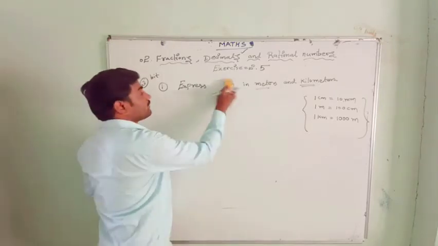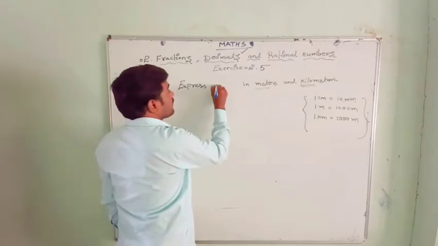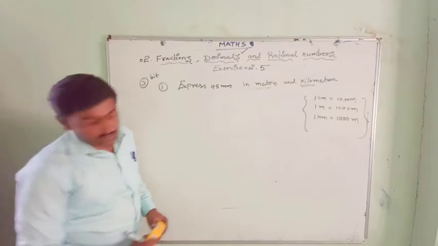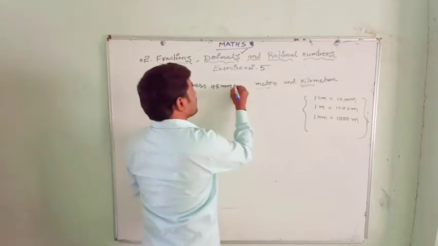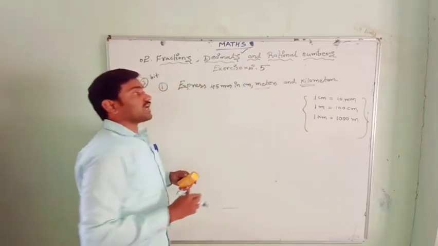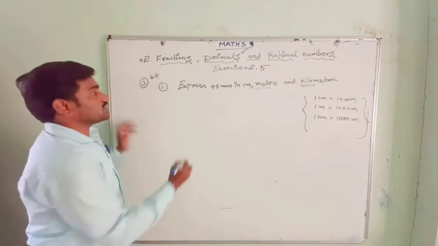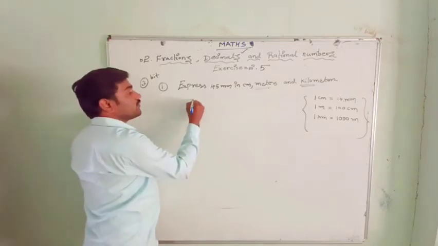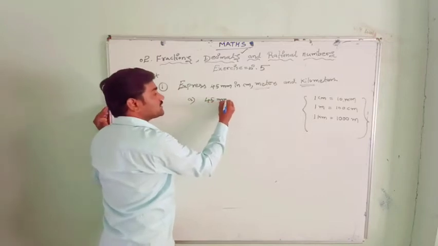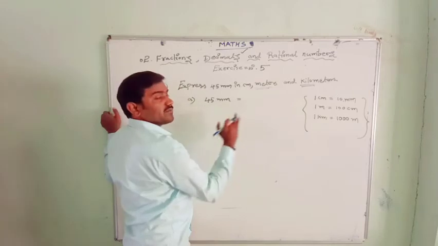Express 45 millimeters in centimeters, meters and kilometers. So in 3 terms we have to change it. Okay, let us see. First of all, we go for the A part, that means 45 millimeters equal to, how many millimeters equal to 1 centimeter? That is 10 millimeters.